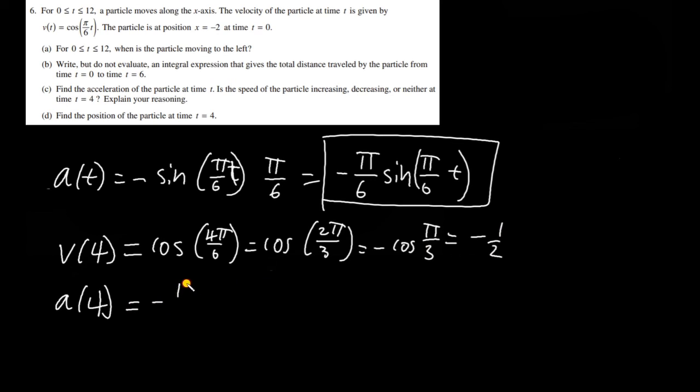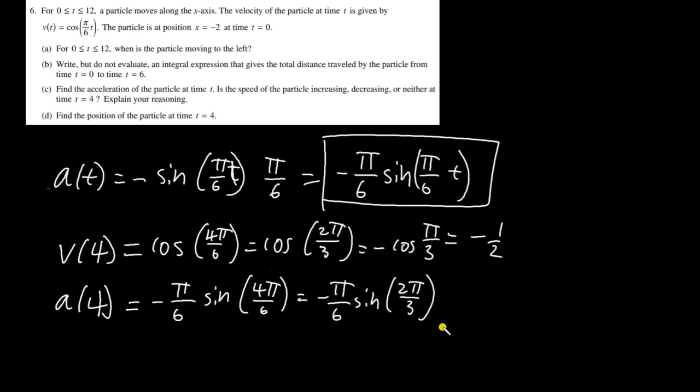Acceleration at 4 is going to be negative pi over 6 times sine of 4 pi over 6, which is negative pi over 6 sine of 2 pi over 3. Again, 2 pi over 3 is in the second quadrant, but sine is positive in the second quadrant. Since the reference angle is still pi over 3, this is just negative pi over 6 times sine of pi over 3. Sine of pi over 3 is square root of 3 over 2, so this is negative square root of 3 pi over 12.